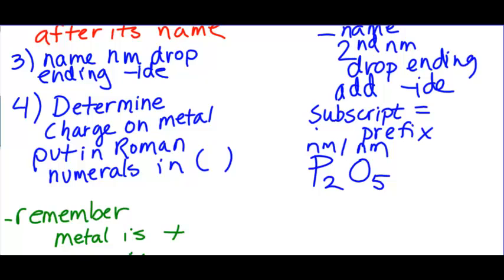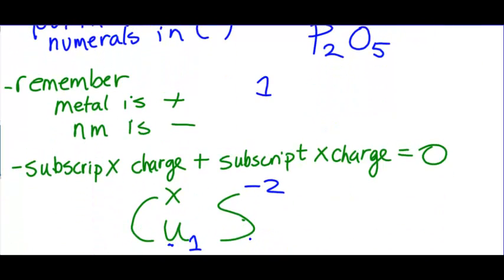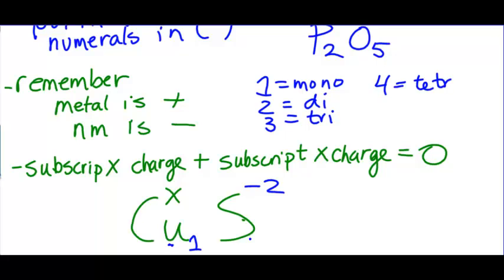And you do have to memorize the first 4 prefixes. Okay? So if there's 1, we use mon or mono. If there's 2, we use di. 3 is tri. 4 is tetra. For 5 and beyond, you can refer to table P for prefixes.